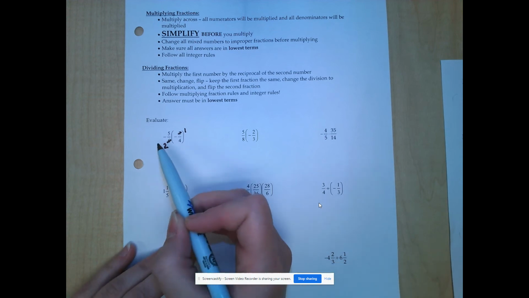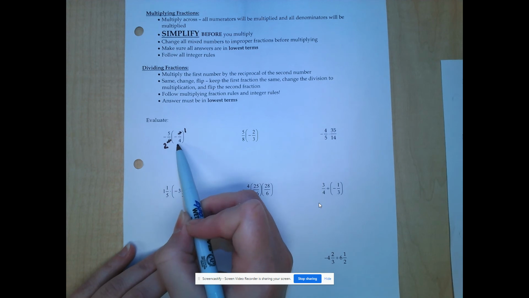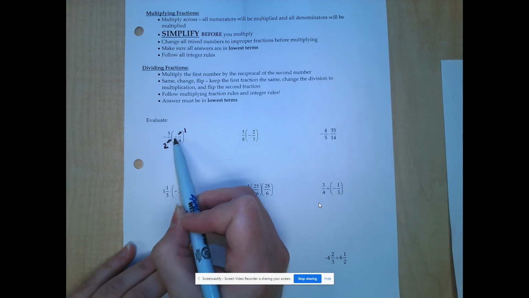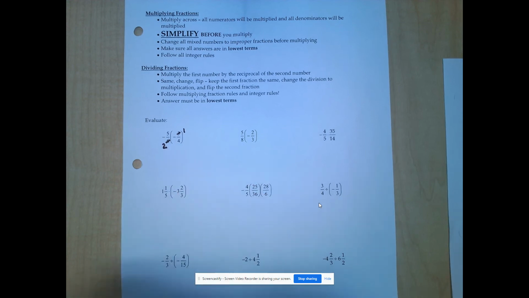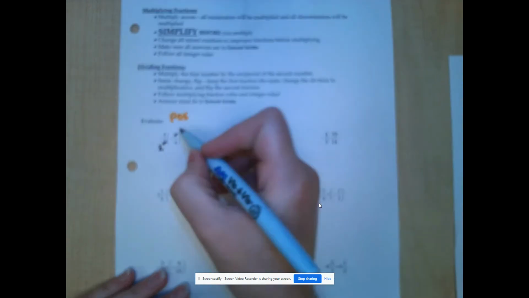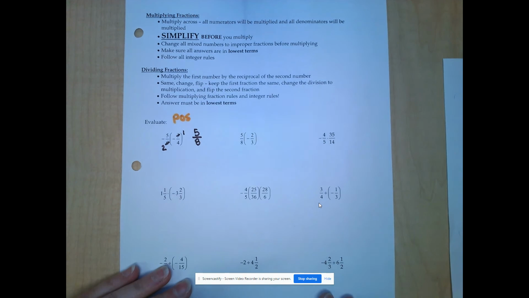I now can say, well, what's 5 times 1? What's 2 times 4? Like we've always done in the past with multiplying fractions, but I need to take into consideration the negatives. I have a negative times a negative. The signs are the same, so my answer is going to come out positive. So I know it's a positive answer. 5 times 1 is 5. 2 times 4 is 8, and I'm done.